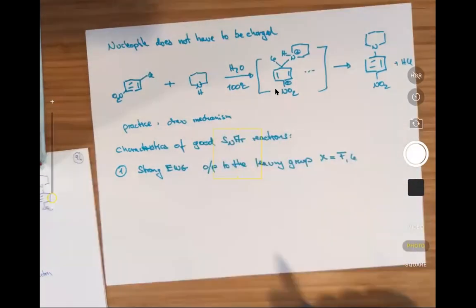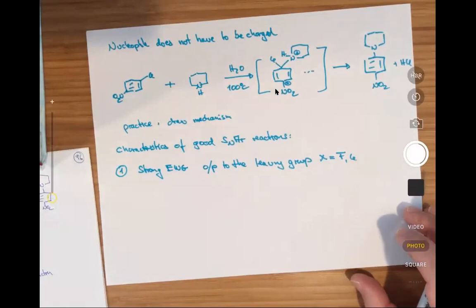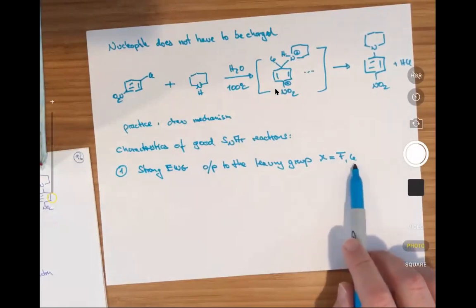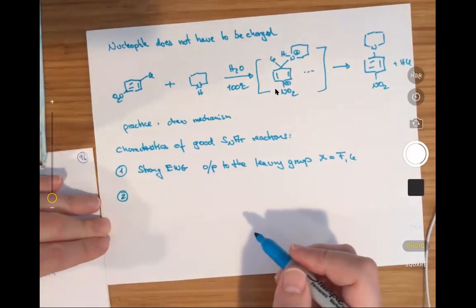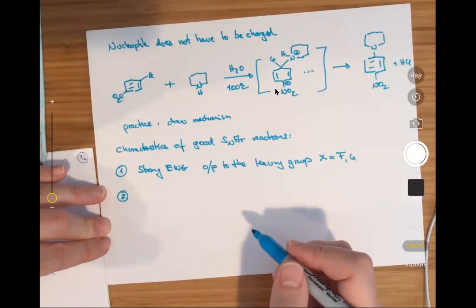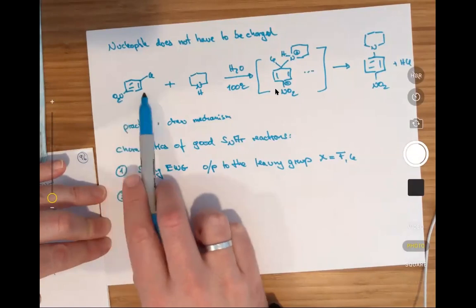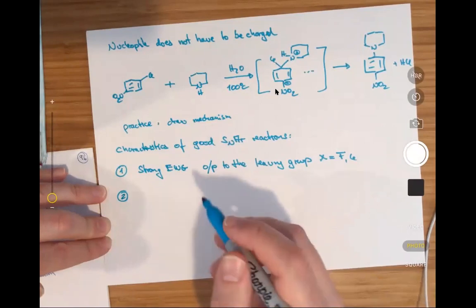All right, so what I said is that the characteristics of a good SNAr reaction requires a strong electron withdrawing group, ortho and para with respect to the leaving group. And remember, the leaving group was this X group that we defined as either a fluoride or a chloride. The second point that we want to bring up is that the more electron withdrawing groups you have on the ring, so if you don't just have one nitro group, let's say you have two nitro groups or a nitro group and a nitrile or something like that, the more of these groups you have, the faster the reaction will proceed.